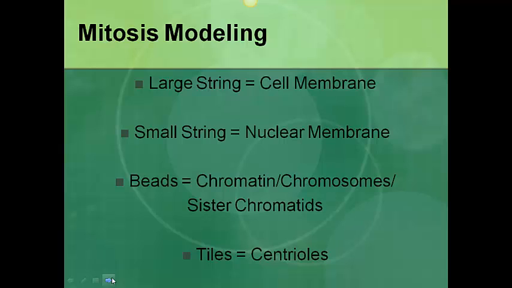So first we're going to talk about the materials that you're going to be using. You're going to need a large string that's tied up in a circle that represents your cell membrane. You're going to need a small string tied in a circle that represents the nuclear membrane, so the membrane of the nucleus. You're going to use some beads that represent the chromatin to begin with, which turns into the chromosomes, which then turns into sister chromatids, and then I'll guide you through this to tell you how this is all going to work. And then you're going to use some little mosaic tiles that represent centrioles.